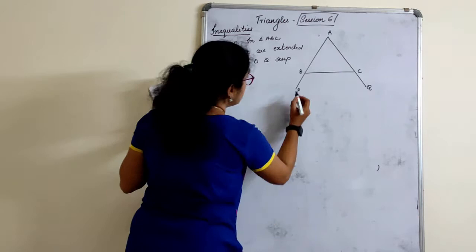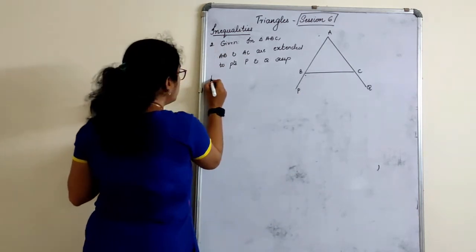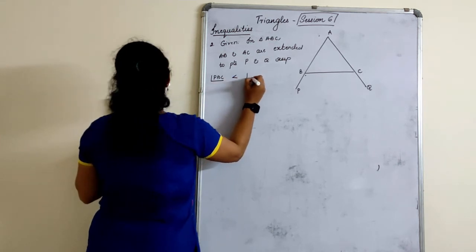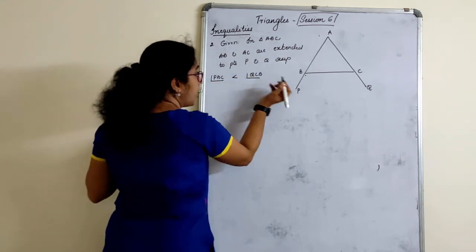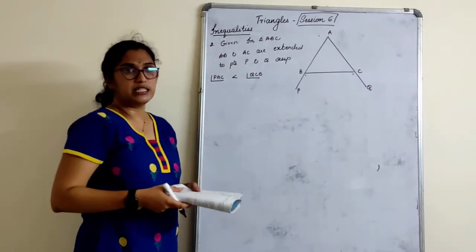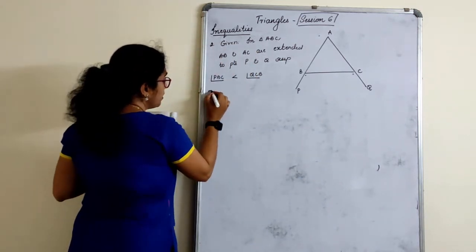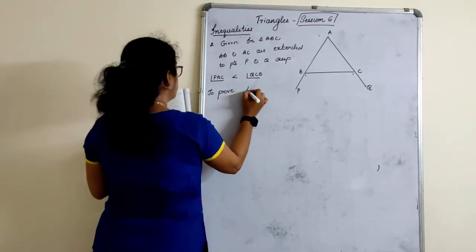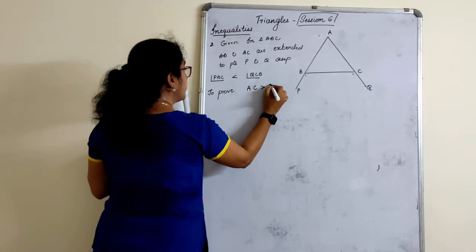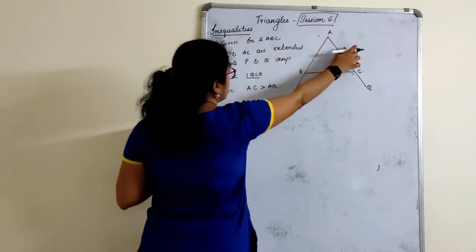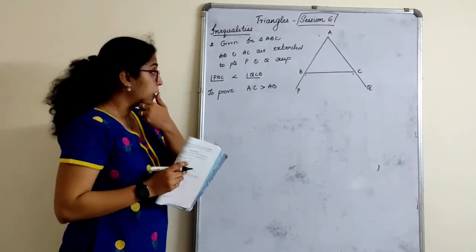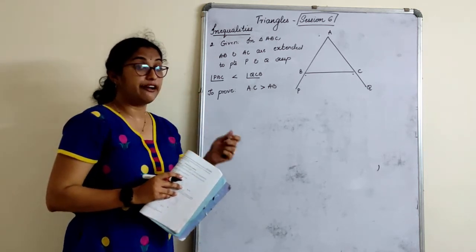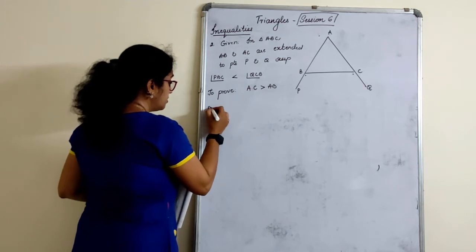Angle PBC, this angle, is less than angle QCB. How? It's given. Let us accept it. What is there in the given? What we have to prove now? We have to prove or show that AC is greater than AB. Now here no sides are given, no angles are usually given, but still we have to do it. Let's start. Proof.